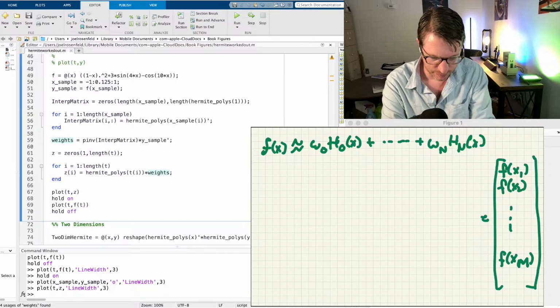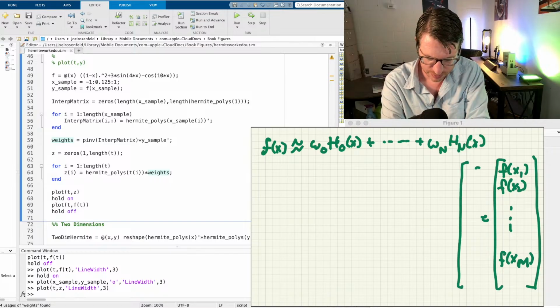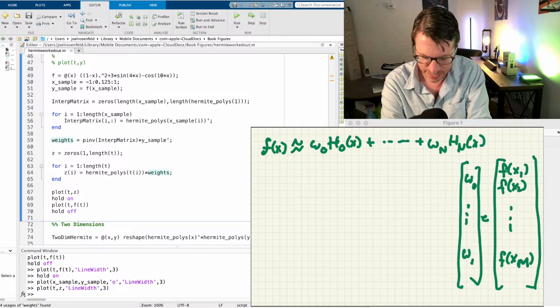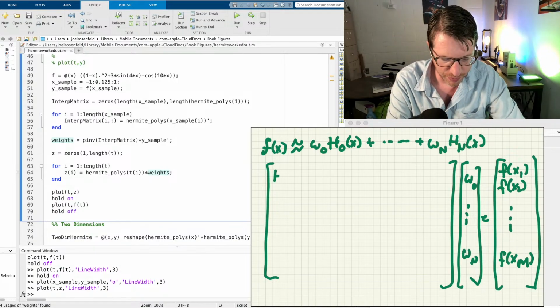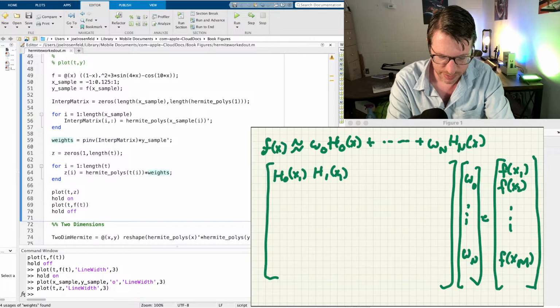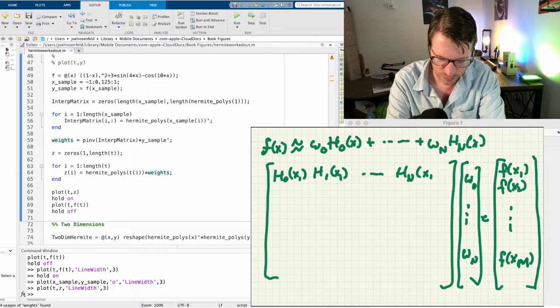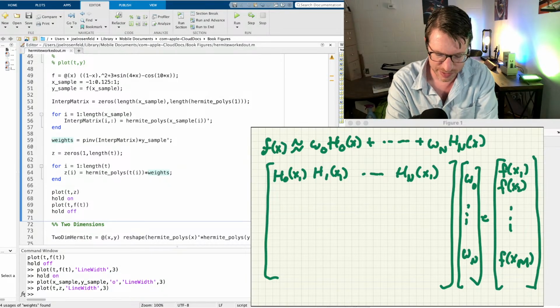And you have your weights, which are w naught down to wn. And so you end up making a linear system out of all of this. What we want is h naught at x1, and then h1 at x1, all the way down until we get to hn at x1. And so this row times this column should give us this value.